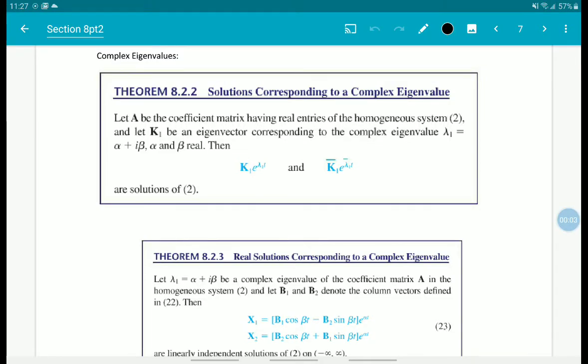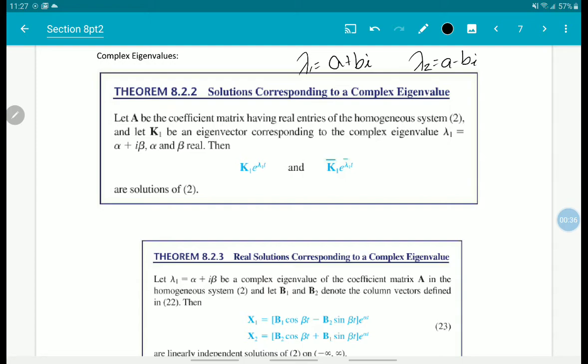So now we need to talk about complex eigenvalues and what happens if we have a system of differential equations and we end up with complex eigenvalues. Well, if we have complex eigenvalues, we know something about complex numbers. They always come in pairs, and they're called complex conjugates. So if we have something like a plus bi that is an eigenvalue, then that means that a minus bi is also going to be an eigenvalue.